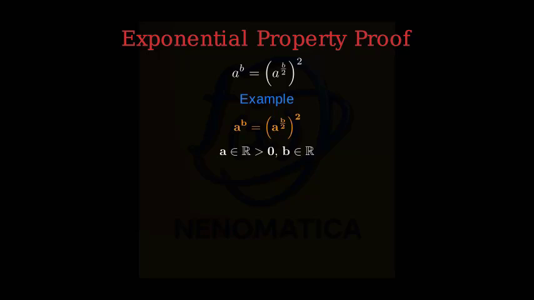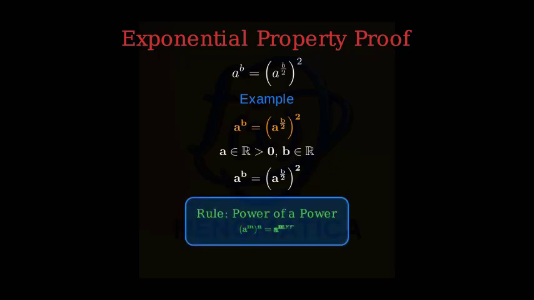Now, let's begin our proof. We want to show that a raised to the power b equals the square of a raised to the power b over 2. Let's focus on the right side of our equation. When we have a power raised to another power, we can multiply the exponents. Let's apply this rule to the expression a raised to the power b over 2, squared.